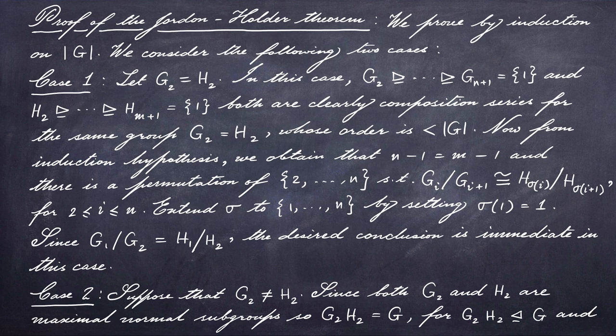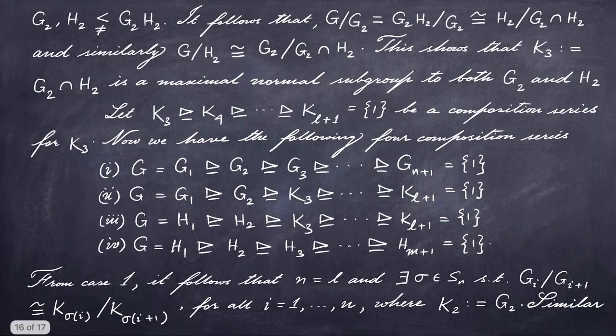In the second case, we assume G2 is not equal to H2, and since both G2 and H2 are maximal normal subgroups of G (here I should have written G), their product, which is of course a normal subgroup, and since they are not equal, will be a bigger normal subgroup containing both G2 and H2. Hence G2H2 must be equal to G. And then we use the second isomorphism theorem to see that G modulo G2 is nothing but H2 modulo G2 intersection H2, and similarly G modulo H2 is this.